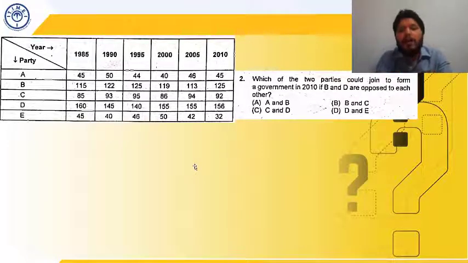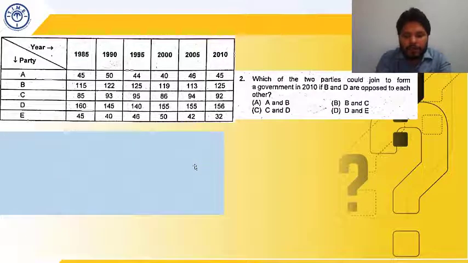For example, there are parties A, B, C, D, some votes are given and their sum is, let me just check. So what we need to check is which two parties have votes that are more than 50% of the total votes polled. We have four options here, so let's try to solve this question.